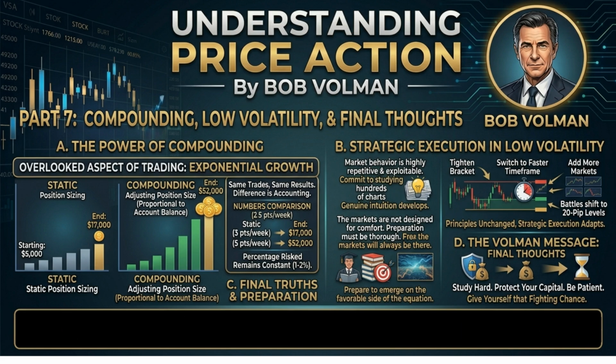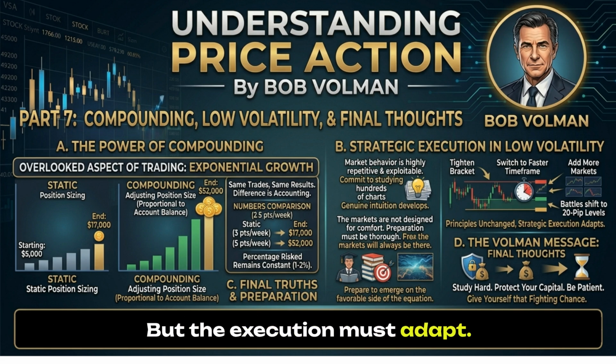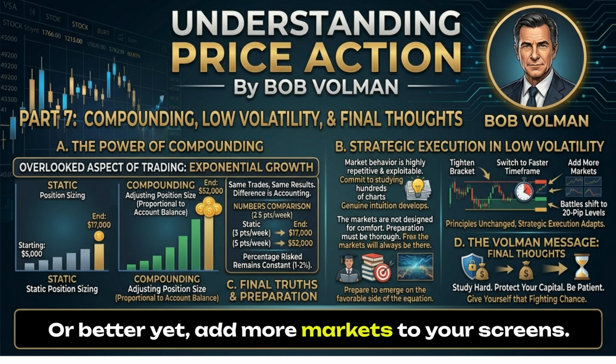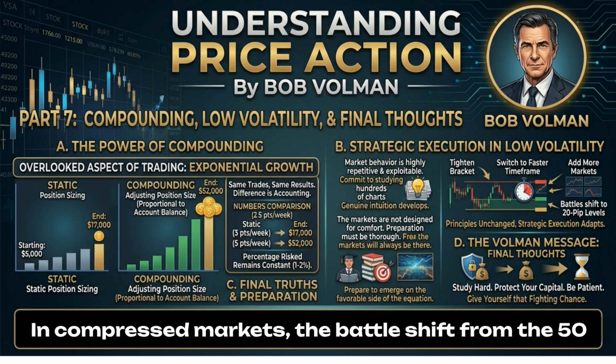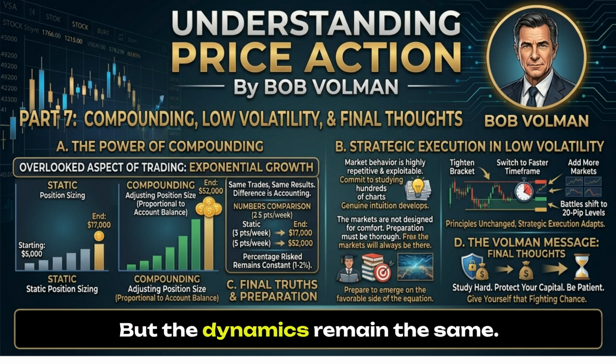For low volatility, the principles stay the same, but the execution must adapt. Tighten the bracket. Be more selective. Or better yet, add more markets to your screens. In compressed markets, the battles shift from the 50 pip levels to the 20 pip levels, but the dynamics remain the same.